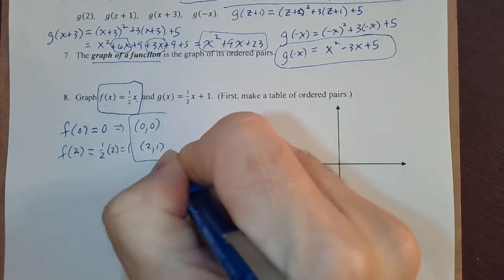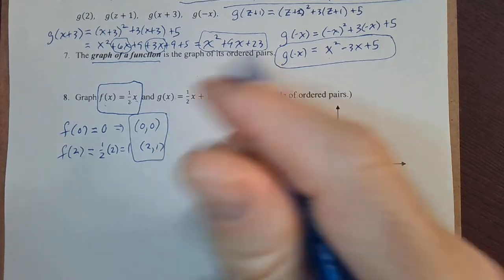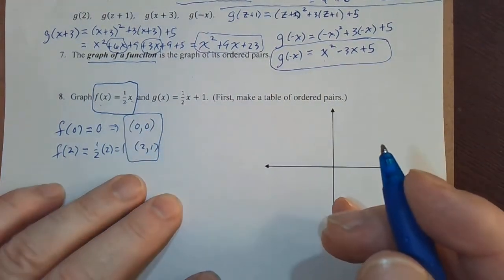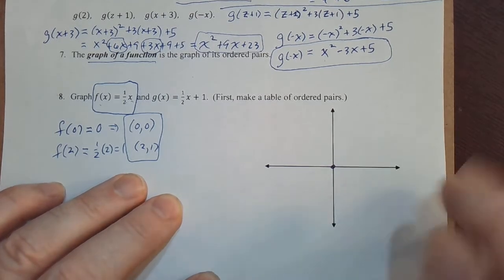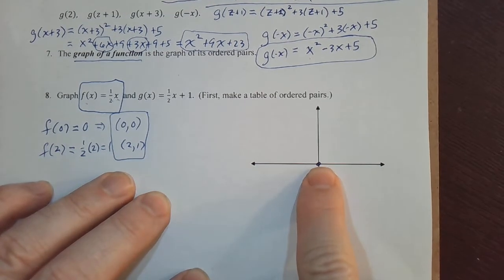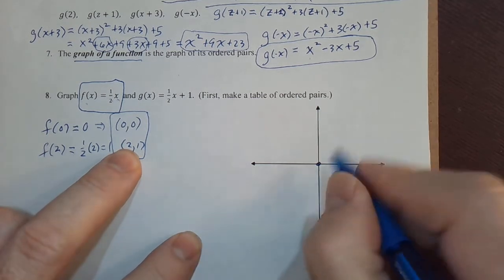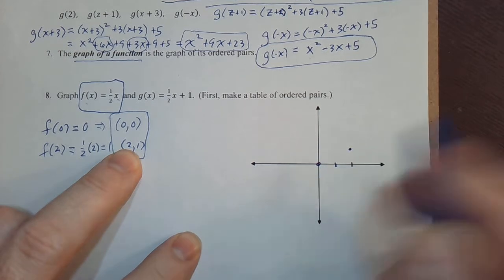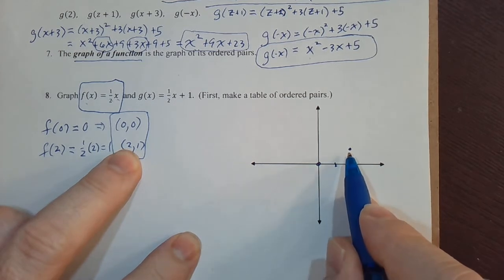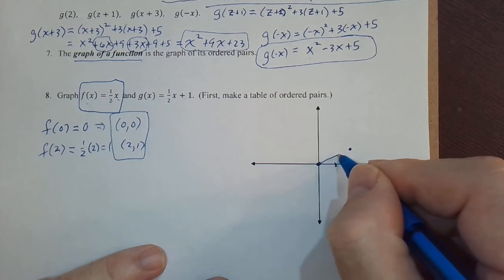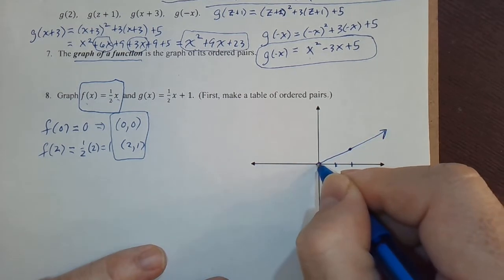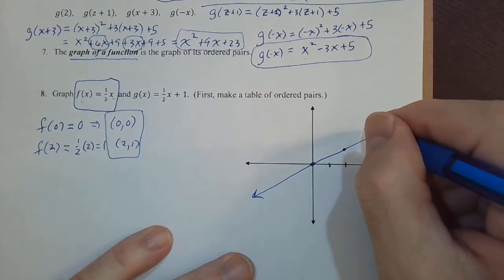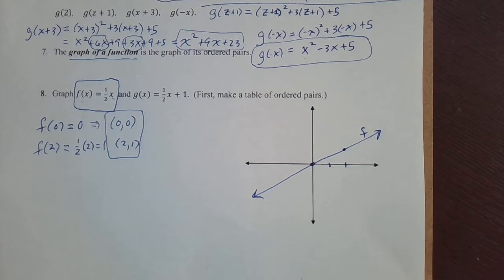So I'm going to plot both of these. I know this is a straight line. We'll talk about that more later, but all I need is 2 points here. So to graph f, I'm going to put the origin, which is 0, 0, and the other point, 2, 1. I don't have graph paper here, so I'll make it as clear as I can. I went to the right 2 and up 1. So connect those like that. That is the function f. I'll even write it right there.